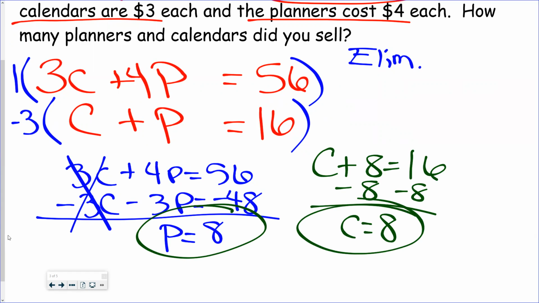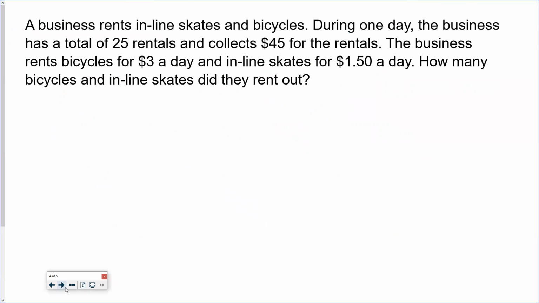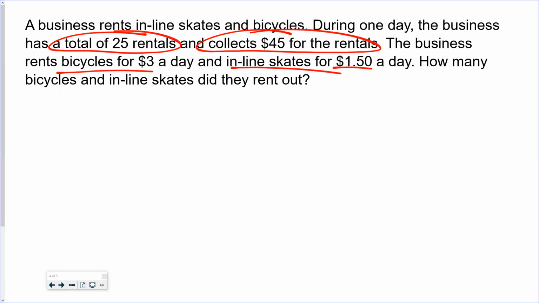All right, let's try another one. A business rents inline skates and bicycles. During one day, the business has a total of 25 rentals and collects $45 for the rentals. There's my two totals right there. The business rents bikes for $3 a day and inline skates for $1.50 a day. How many bikes and skates did they rent?